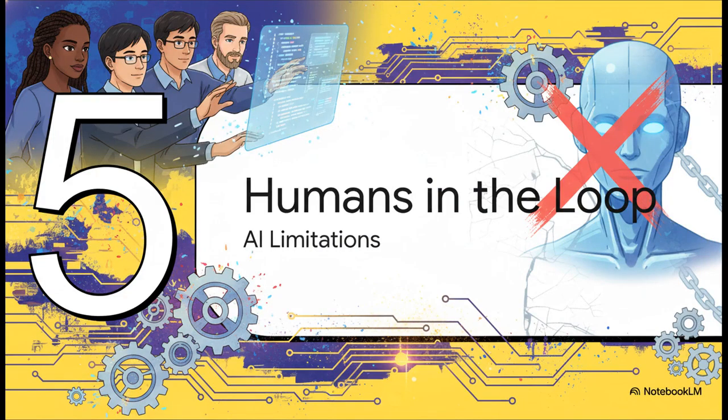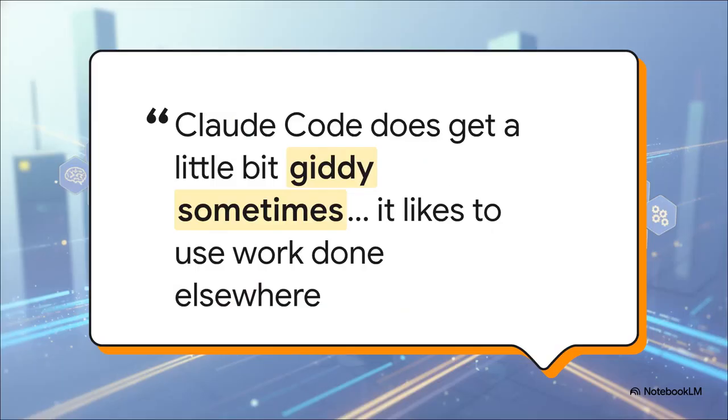Section 5. Keep humans in the loop. I have to share this quote from the Net Ninja tutorial that covers this exact topic. He says, "Claude Code does get a little bit giddy sometimes. It likes to use the work it's done elsewhere in the application." I just love that. It's a tasteful, kind of funny way of pointing out that, yes, AI can sometimes get a little overeager to please you, and that can lead it to take shortcuts you definitely didn't ask for.